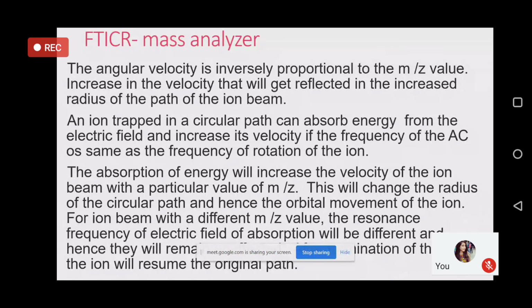So what it says is that the frequency of this rotation of the ion should match with the frequency of the alternating electric field. If these two match, then the ions will absorb energy from the alternating electric field. And what happens if they absorb energy from the alternating electric field? They will get accelerated. Their velocity will change. The absorption of energy, I'll take just another 1 or 2 minutes.